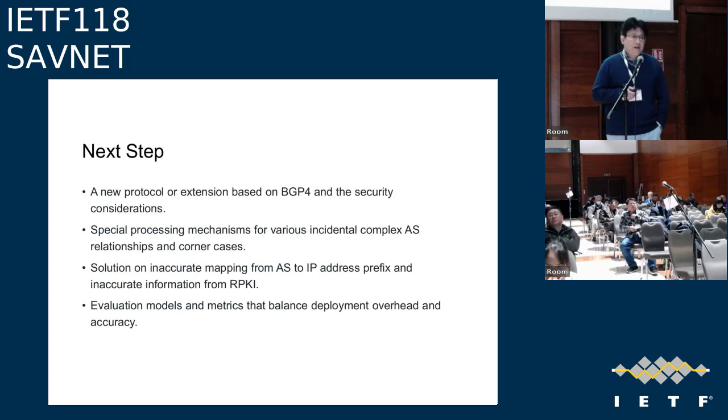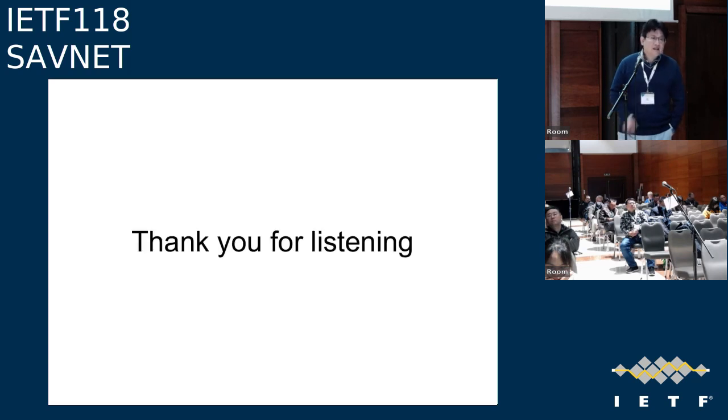For next steps, firstly, a new protocol or extension based on BGP4 and the security considerations. Secondly, special processing mechanisms for various incidental complex AS relationships and corner cases. Thirdly, solutions on inaccurate mapping from AS to IP address prefix and inaccurate information from RPKI. Finally, evaluation modes and metrics that balance deployment overhead and accuracy. Thank you for listening.